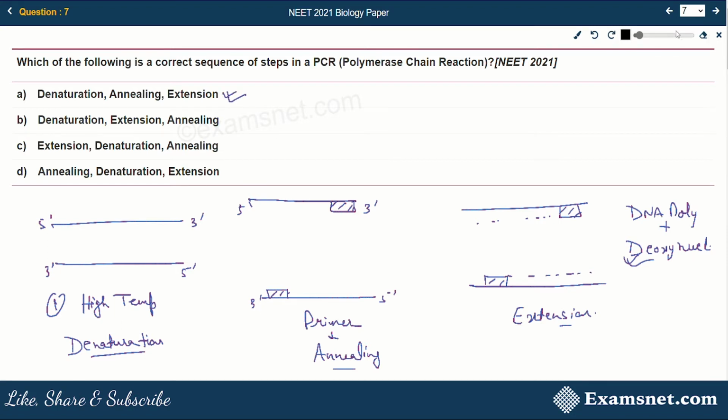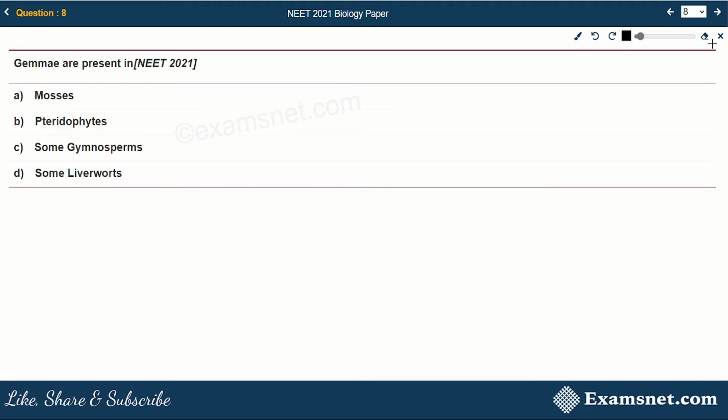I hope you understand. So this question is from the chapter Plant Kingdom, class 11, and the question is: Gemmae are present in, and the options are mosses, pteridophytes, some gymnosperms and some liverworts. Okay, so what are gemmae? See, gemmae are small green and multicellular asexual buds.